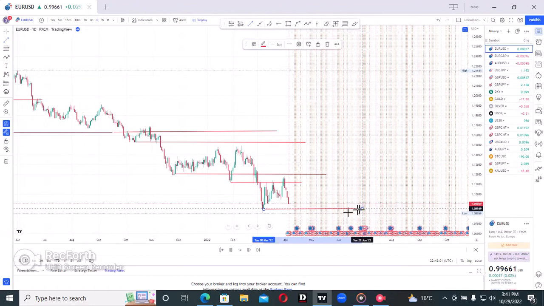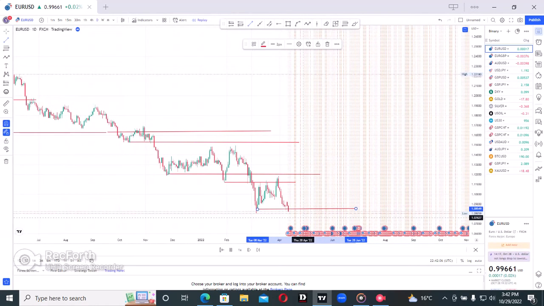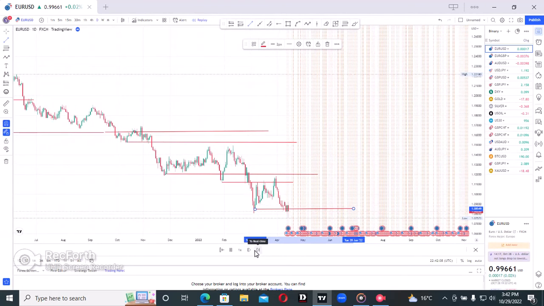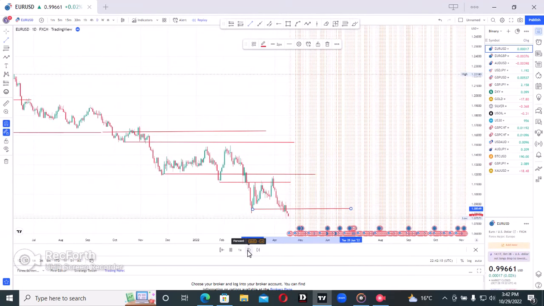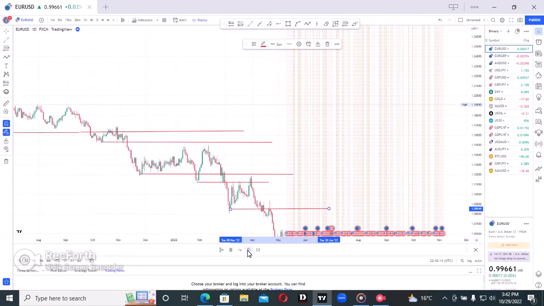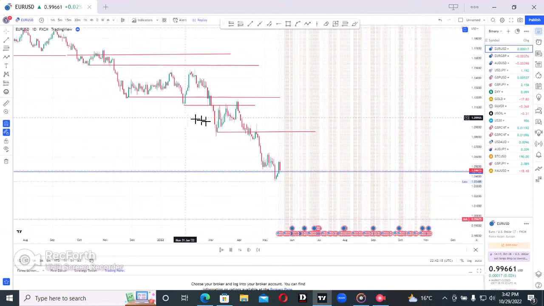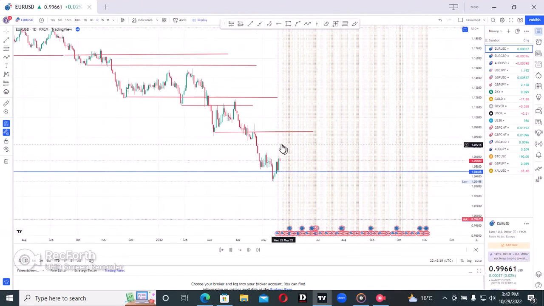I also have this turning point right here. So that's the areas where you're gonna look for the buy or sell positions. You should also know the candlestick patterns. I hope that could help you more.